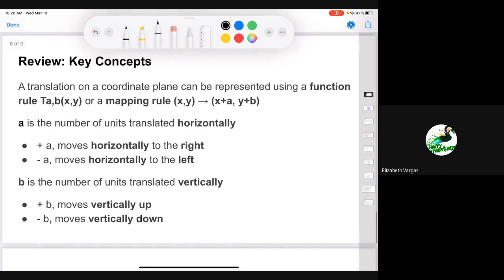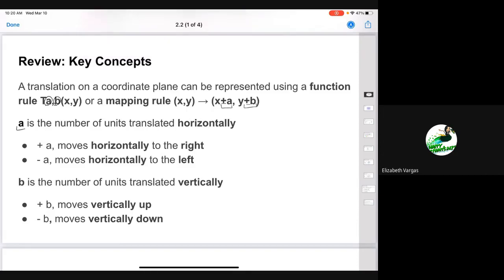All right, so what did we learn today? Well, we learned that a translation on a coordinate plane can be represented using the function rule, where A tells us what we do to our x and B tells us what we do to our y, or the mapping rule, where we're told directly what we add or subtract to x or what we add or subtract to y. A indicates how we move horizontally, so left and right. If we have a positive A, we move to the right. Negative A, we move to the left. B tells us how we move vertically, and so if we have a positive B, we move up. If we have a negative B, we move down. Okay? Any questions about this?